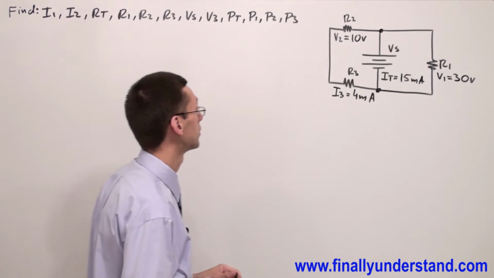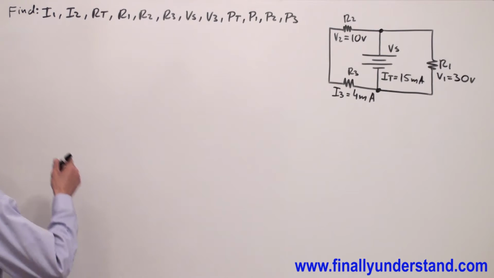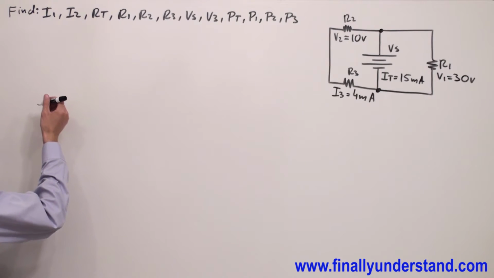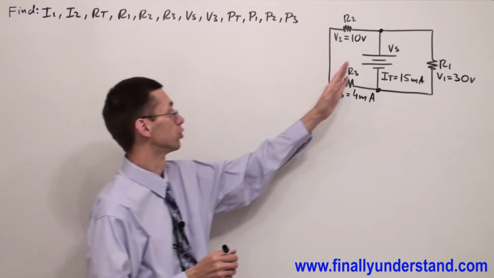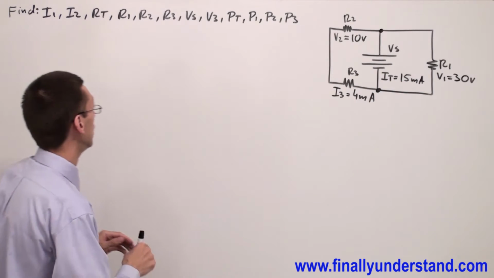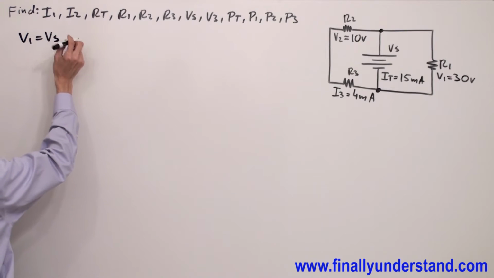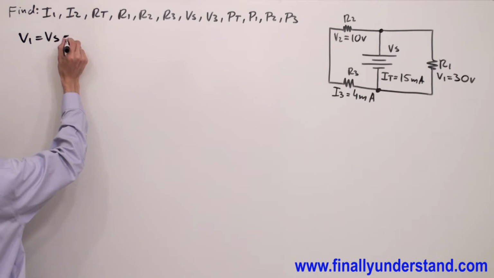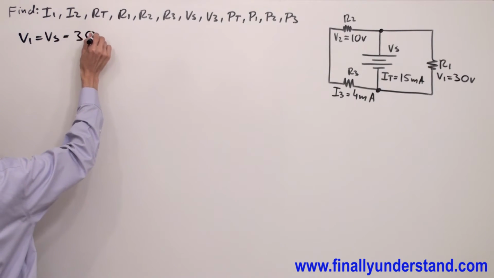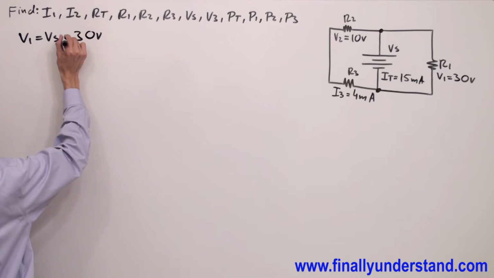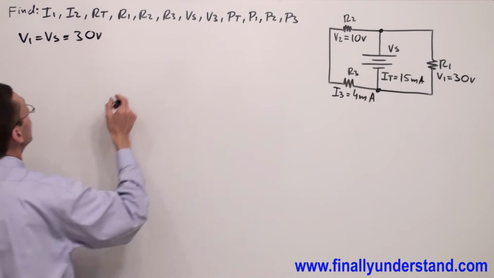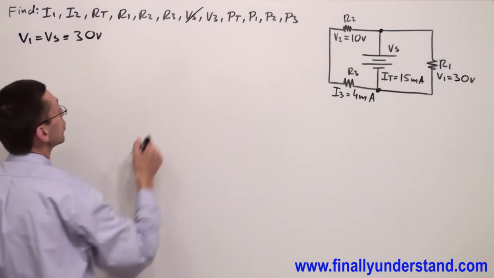So because this is a parallel circuit, right? I'm talking right now about the voltage source and resistor R1. So I can write that V1 is equal to the voltage source, which is equal to 30 volts. Okay, this is the equal sign. So we've found the voltage source.